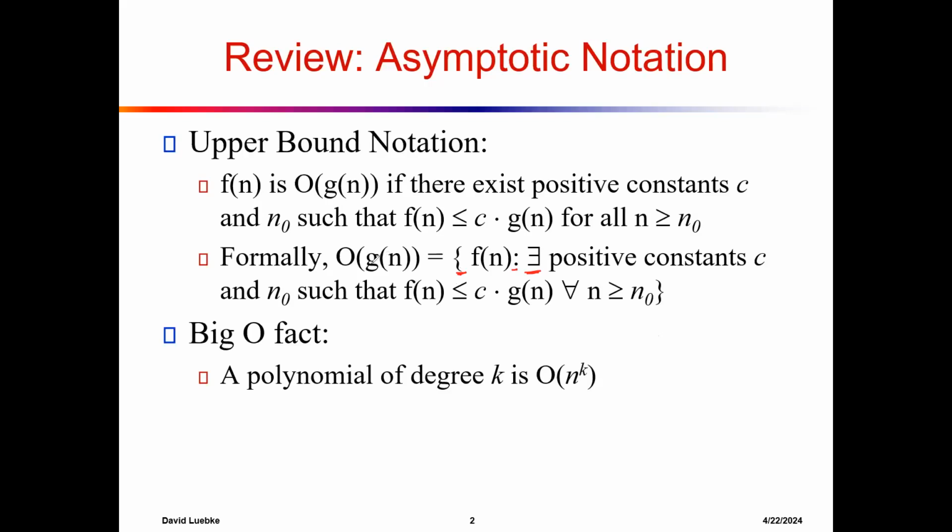The set of functions of the order of g of n, which could be whatever, is equal to the set of functions of n such that there exist positive constants c and n0 such that f of n is less than or equal to c multiplied by g of n for all. This means for all n greater than or equal to n0.